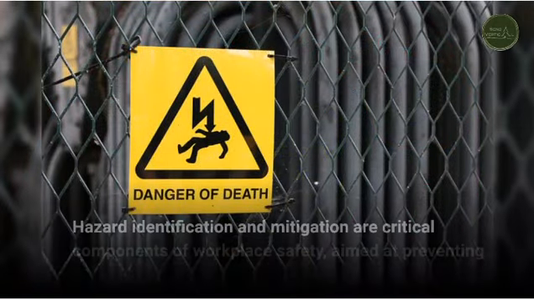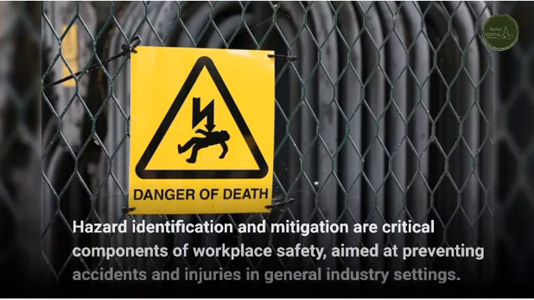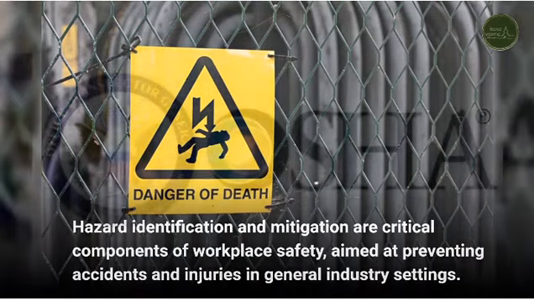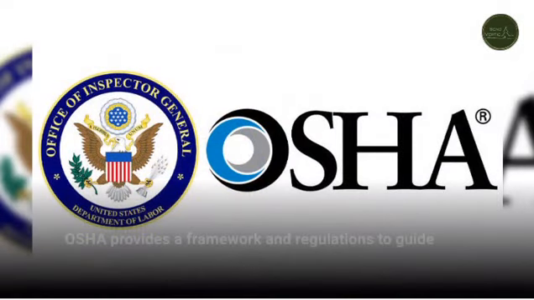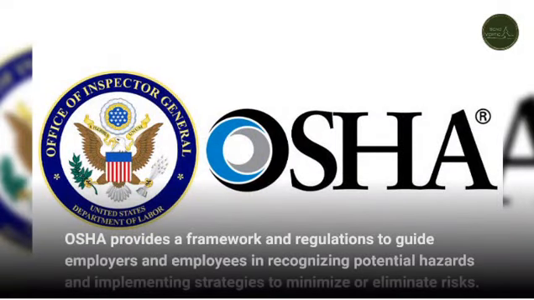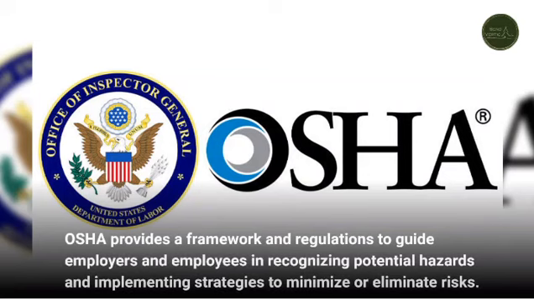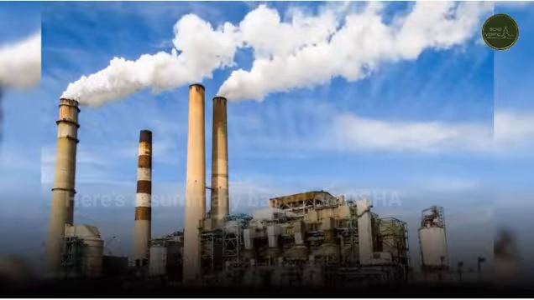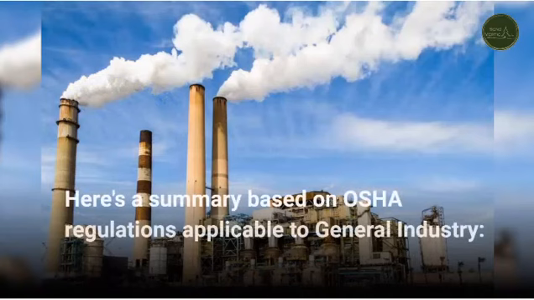Hazard identification and mitigation are critical components of workplace safety, aimed at preventing accidents and injuries in general industry settings. OSHA provides a framework and regulations to guide employers and employees in recognizing potential hazards and implementing strategies to minimize or eliminate risks. Here's a summary based on OSHA regulations applicable to general industry.